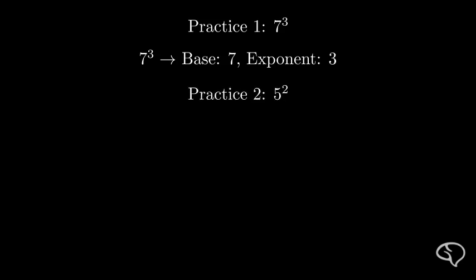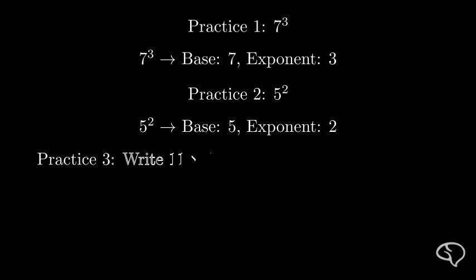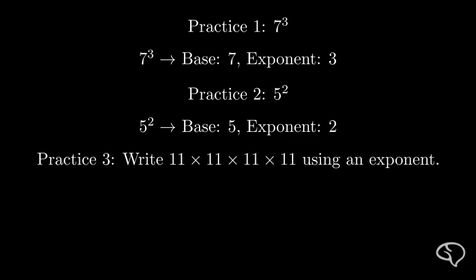Next up, 5 to the power of 2. What are the base and exponent here? That's right. The base is 5 and the exponent is 2. You're getting the hang of this. One last quick one. This time, let's write it out. How would you write 11 times 11 times 11 times 11 using an exponent? The base is 11, and it's multiplied 4 times, so the exponent is 4. The answer is 11 to the power of 4.